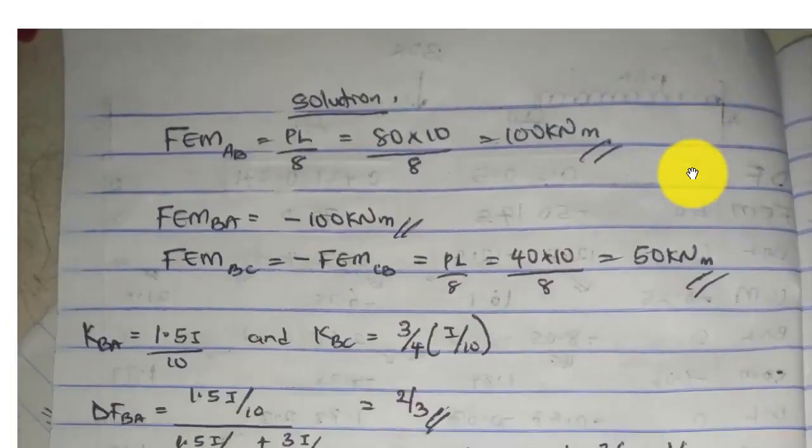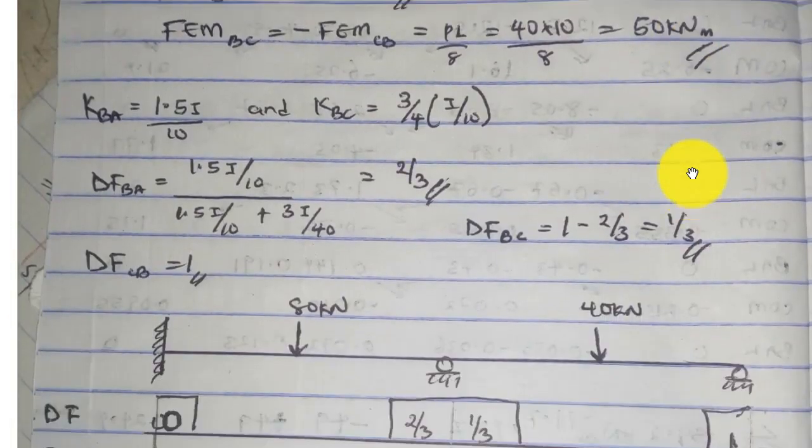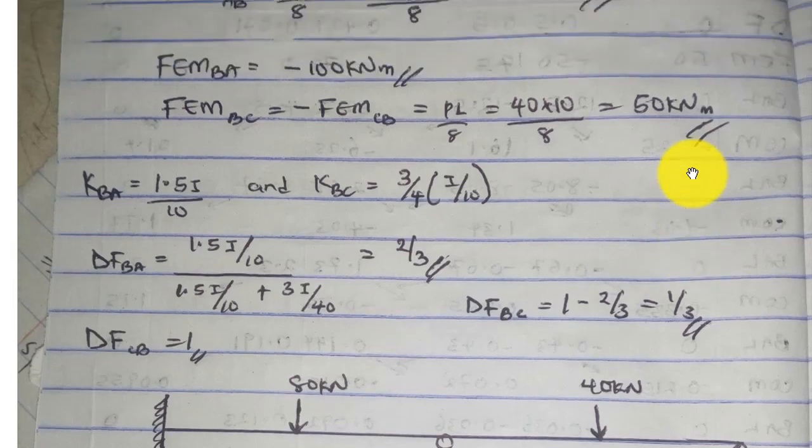Okay. So if your I is constant, you can just cancel the I and say 1 over L. So I over L, which is what? And our L is 10. So that's KBC. So you calculate the displacement factor, that's simple. For displacement factor BA, you have 2 over 3. Then displacement factor BC, you have 1 minus 2 over 3, you have 1 over 3. Displacement factor CB is 1.